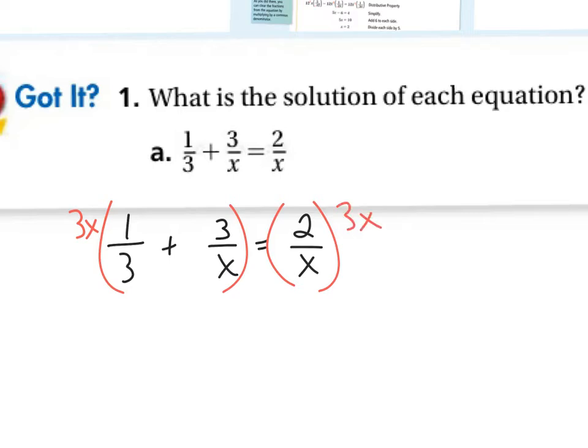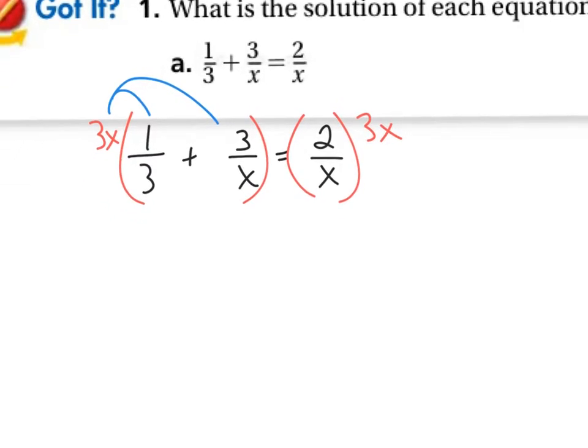On the left side, since we have two terms, I'm going to make sure I put that in parentheses so that I make sure I'm going to distribute to both of those terms. On the right side, I only have one term, so I don't really have to worry about distributing. I'm just going to be multiplying to that one term. So the 3x you can put over 1, and it's probably not a bad idea just to rewrite it like the book did.